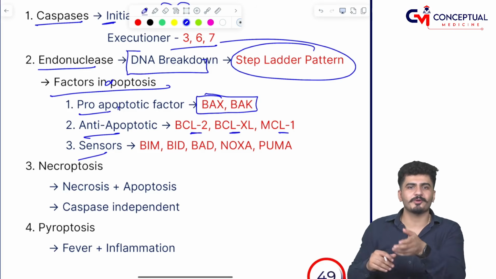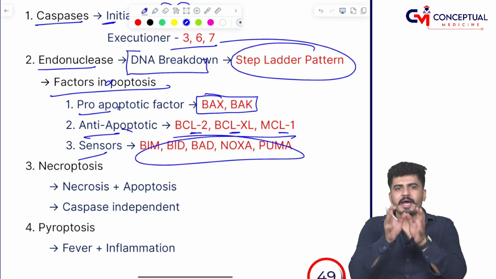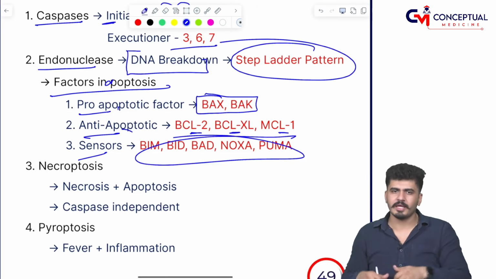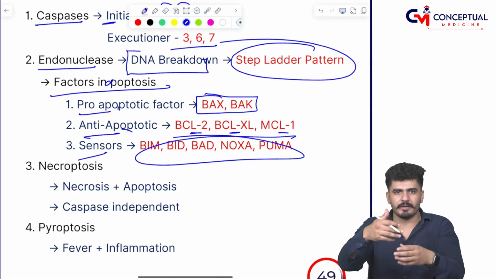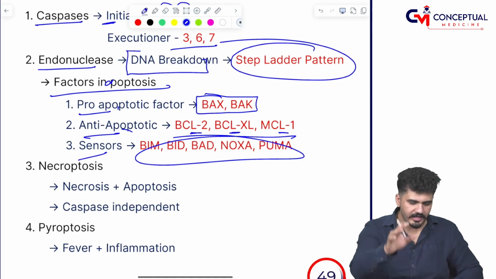BIM, BID, BAD, noxa, puma. So BIM, BID, BAD, noxa, puma is an apoptotic sensor. Anti-apoptotic, pro-apoptotic, apoptotic sensor. Done. Now coming to the third term. Apoptosis done, necrosis done, comfortably done.